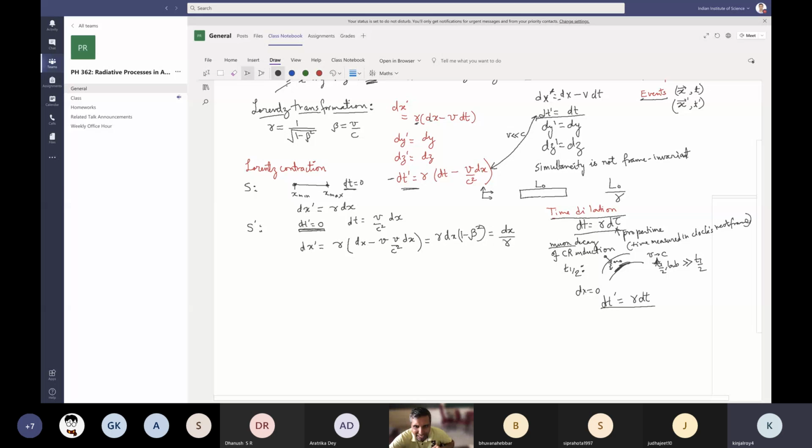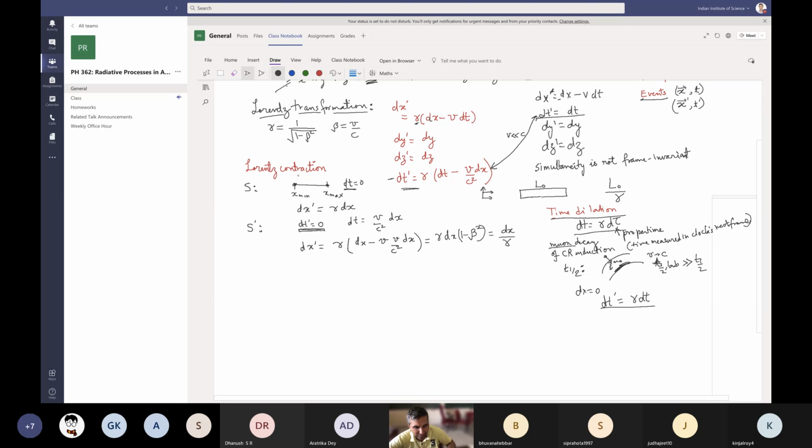Basically, when we said dx equals 0, that means you are in the frame of the clock. Your location of the clock does not change. This is time dilation.